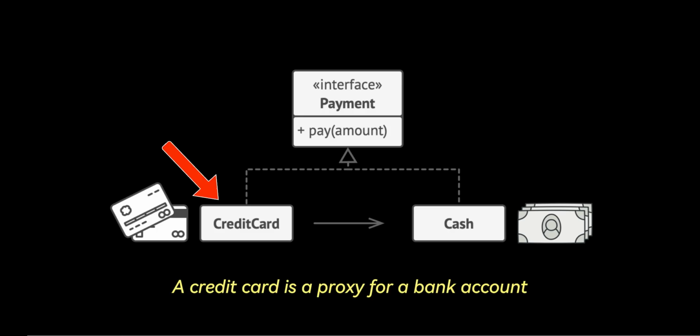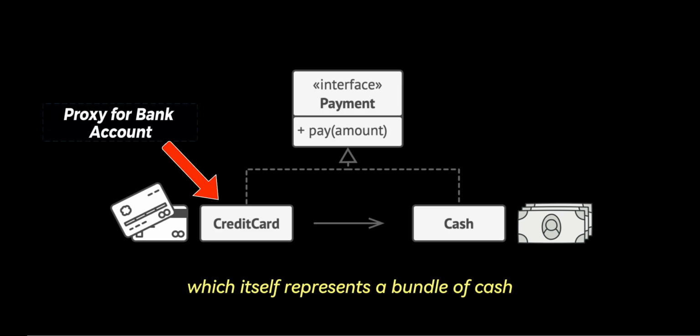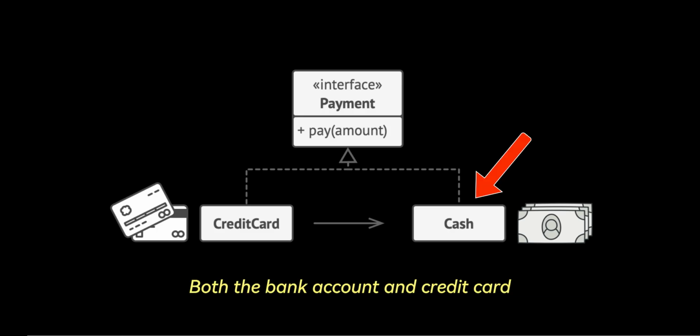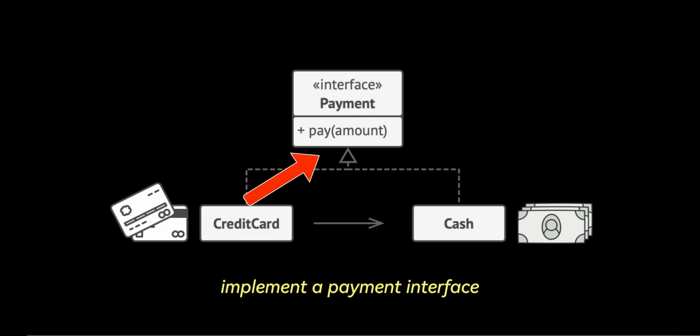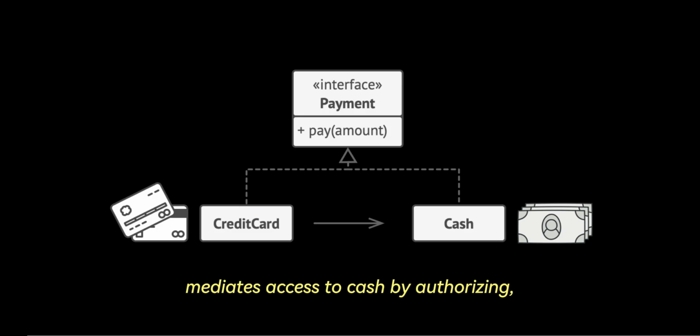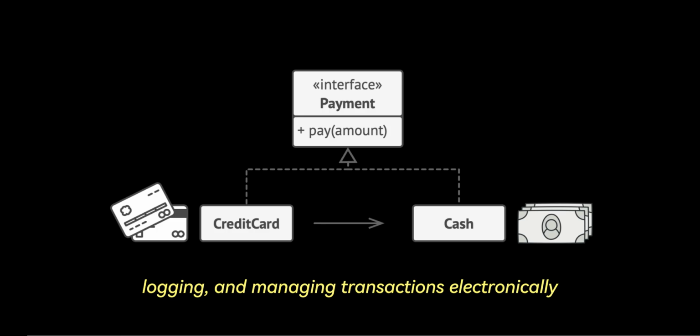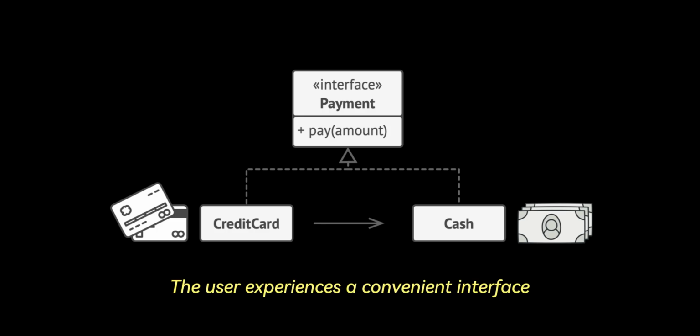A credit card is a proxy for a bank account, which itself represents a bundle of cash. Both the bank account and credit card implement a payment interface. The credit card mediates access to cash by authorizing, logging, and managing transactions electronically. The user experiences a convenient interface while the shop owner gets secure electronic payment without needing to handle physical cash.